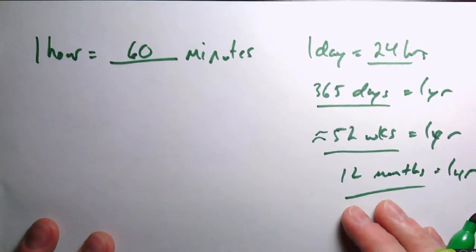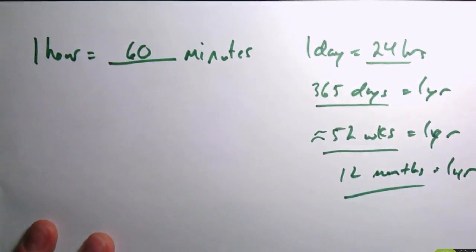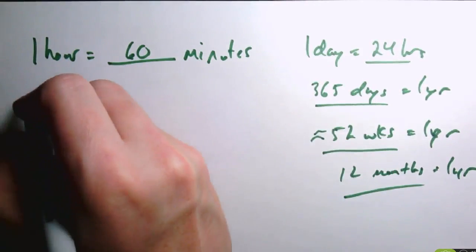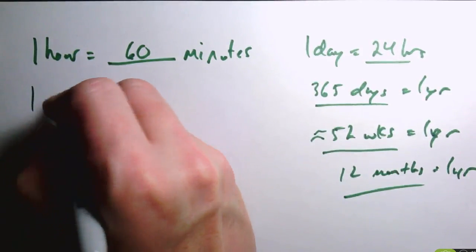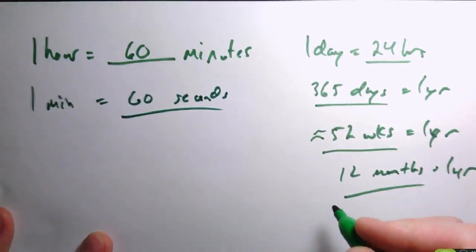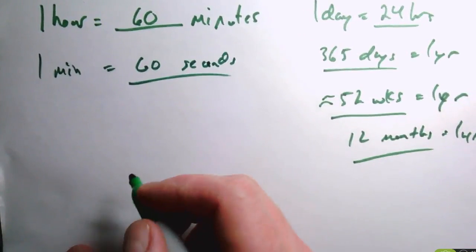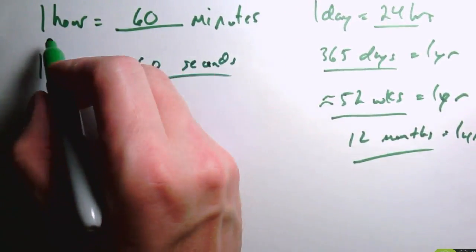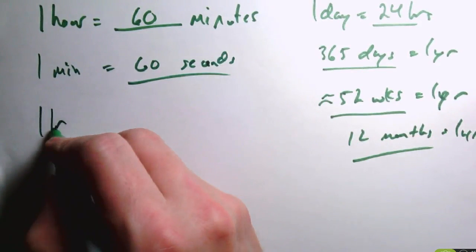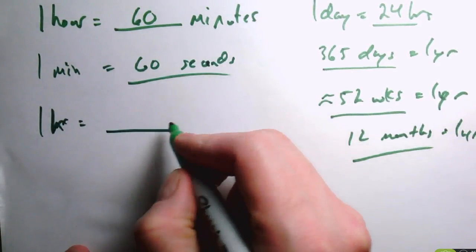Now, what you may have to worry about a bit more, though, is seconds in an hour. So we're going to use this dimensional analysis first to convert that. Of course, to go from hours to seconds, you need to know that 1 minute is 60 seconds. So here's how dimensional analysis works. I know that 1 hour is 60 minutes. I want to know 1 hour is how many seconds.